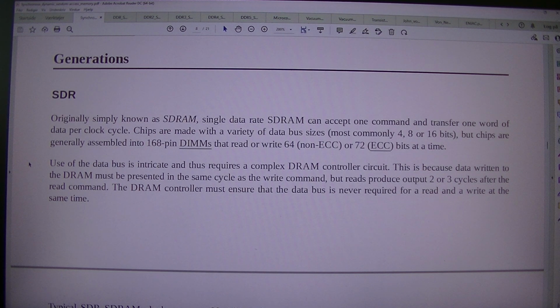This is because data written to the DRAM must be presented in the same cycle as the write command, but reads produce output 2 or 3 cycles after their read command. The DRAM controller must ensure that the data bus is never required for a read and a write at the same time.